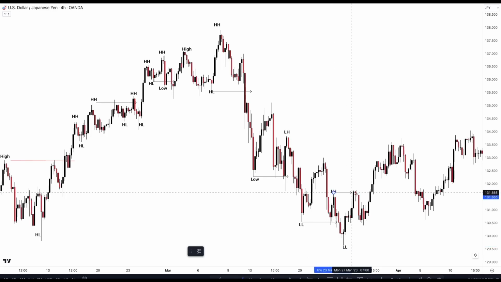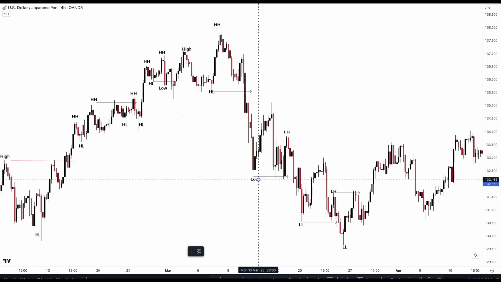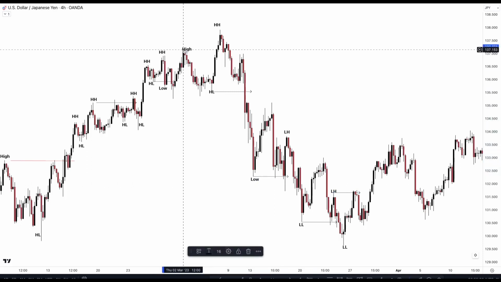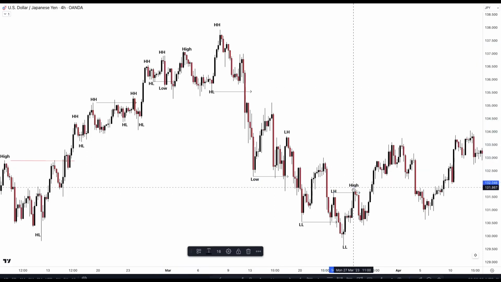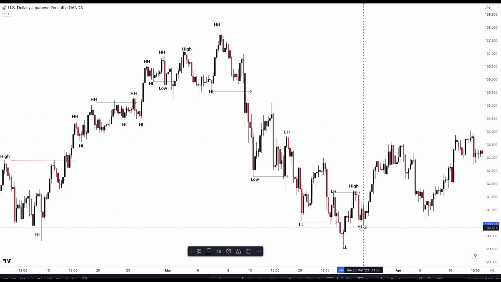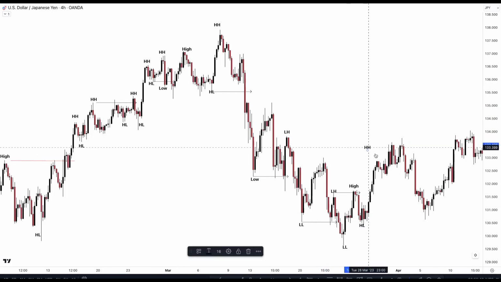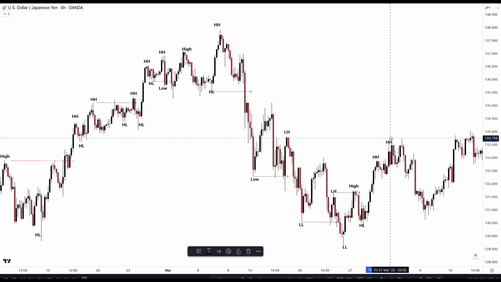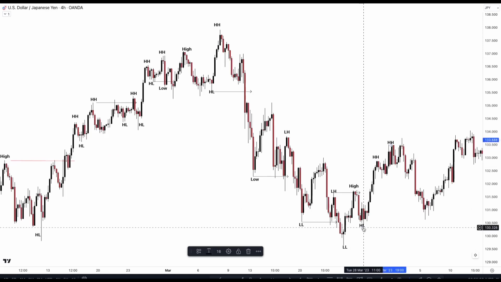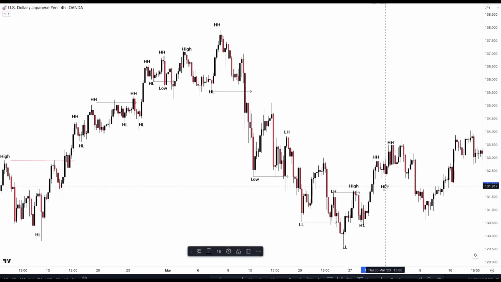That's our lower high, and price has broken above it, and that on its own now means that we have a new high. That's our high, and we're starting with a higher low. We have a higher high, then we have a higher high again, then we have a higher low, and price will continue.